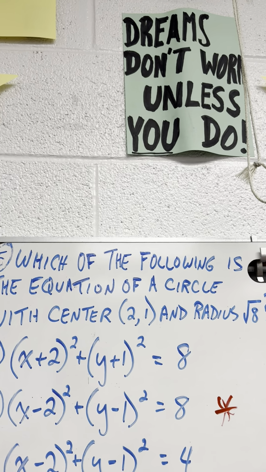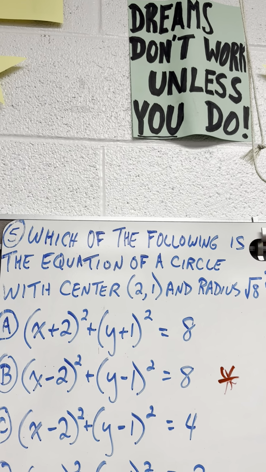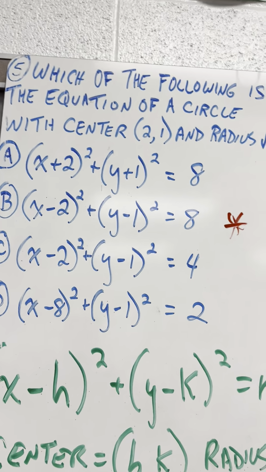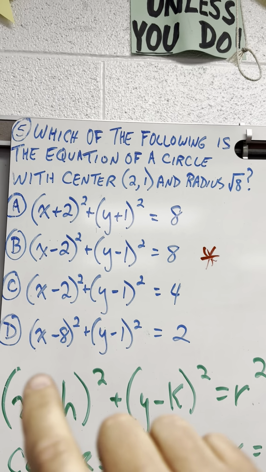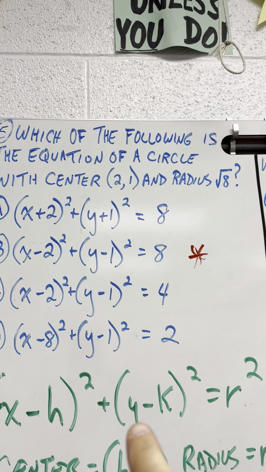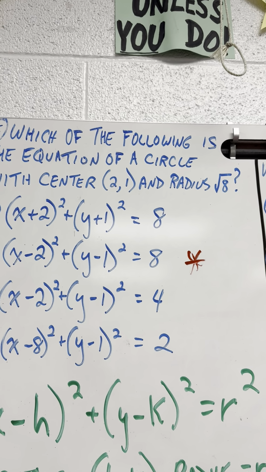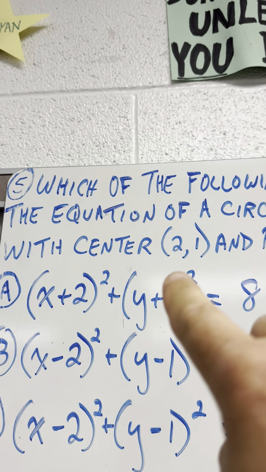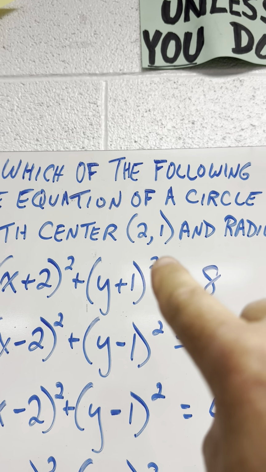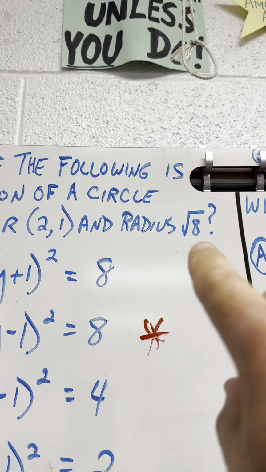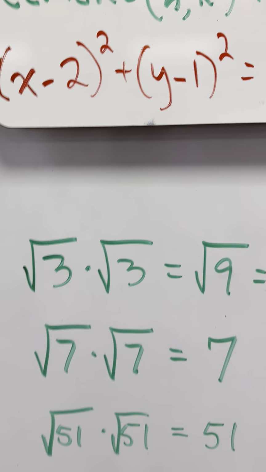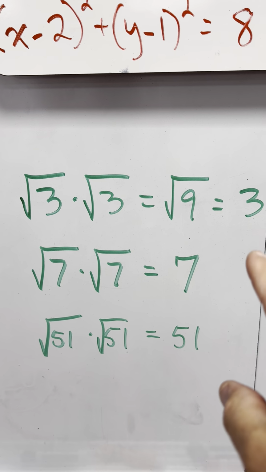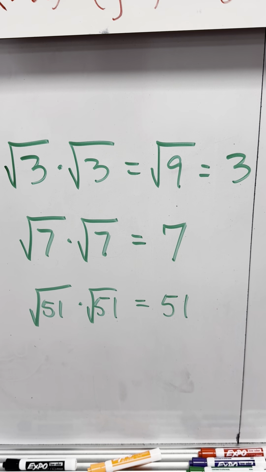Which of the following is the equation of a circle with center 2, 1, and radius square root of 8? Now you need to remember that the circle is x minus h squared plus y minus k squared equals r squared. Okay, so x minus 2 squared plus y minus 1 squared. And what's square root of 8 squared? Keep in mind, square root of 3 times square root of 3 is square root of 9, which is 3.